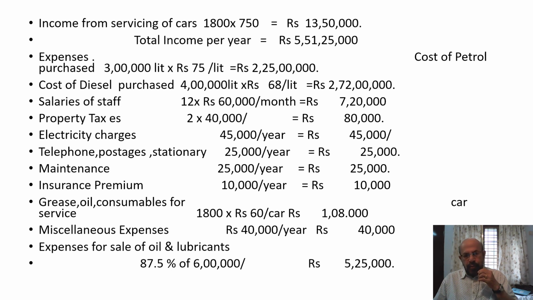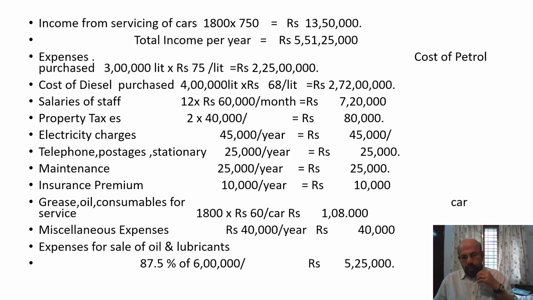Property tax 2 into 40,000 is equal to 80,000. Electricity charges 45,000 per year is equal to 45,000. Telephone and postage etc. 25,000. Maintenance 25,000. Insurance premium per year 10,000. Grease, oil, consumables for service for 1,800 cars into 60 rupees per car is equal to 1,08,000.